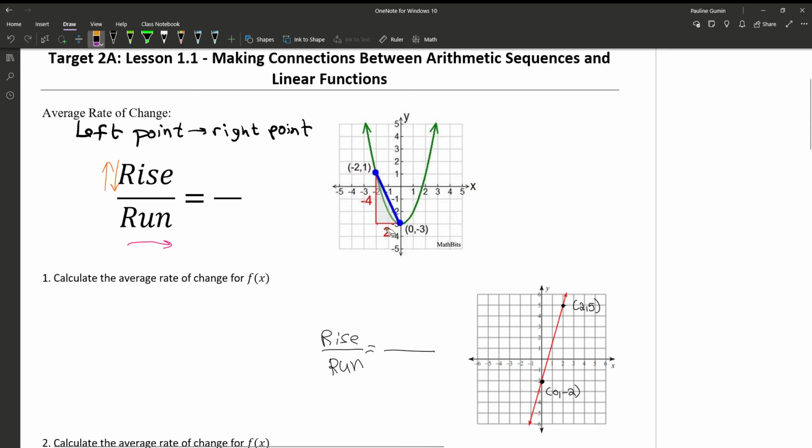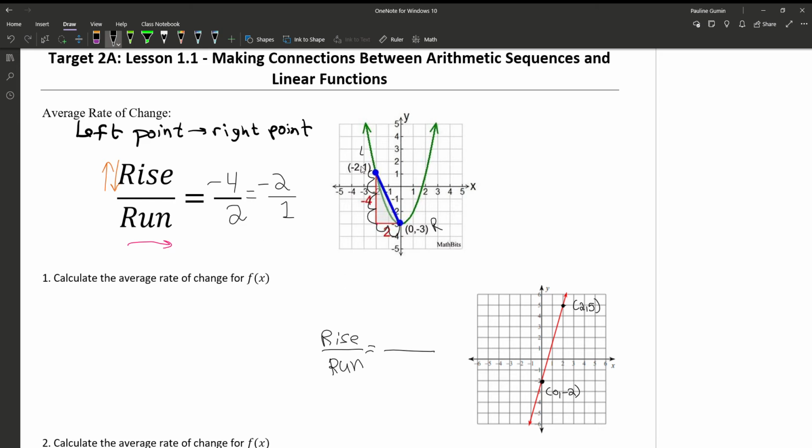This is a U-shaped graph, and we're going to find the average rate of change between (-2, 1) and (0, -3). Rise is the movement up and down. From the left point to the right point, we moved down 4. That's why our rise is -4. Then to get from our left point to our right point, we move to the right 2, and that's our run. We can reduce that to -2 over 1. Reduce when possible. That's going to give you the best answer for your average rate of change.